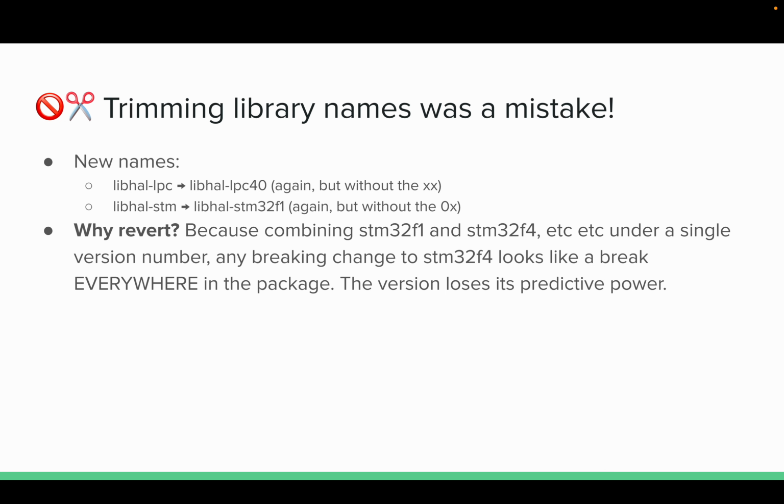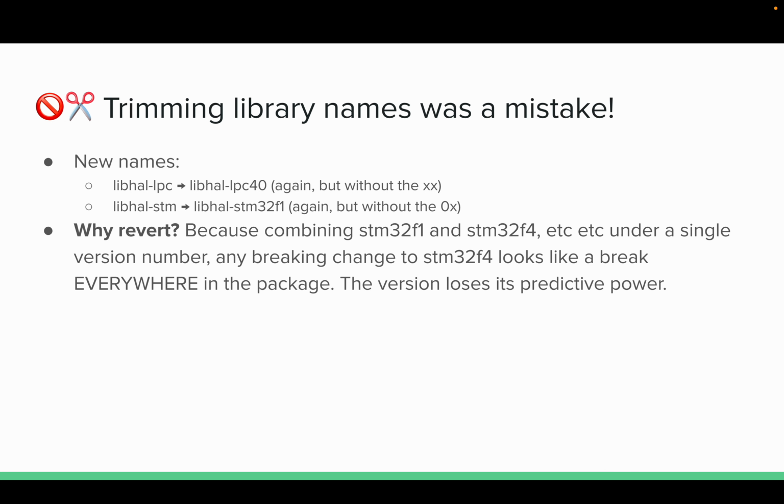Same thing with STM. I was like, well, I could throw all the STM32 stuff into one big old package. But why did I revert? Well, when I was working on combining STM32F1 and STM32F4, et cetera, and all the other ones in there, under one common version, I realized that any breaking change to STM32F4 looks like a breaking change everywhere in the package. And now the version has less predictive power.